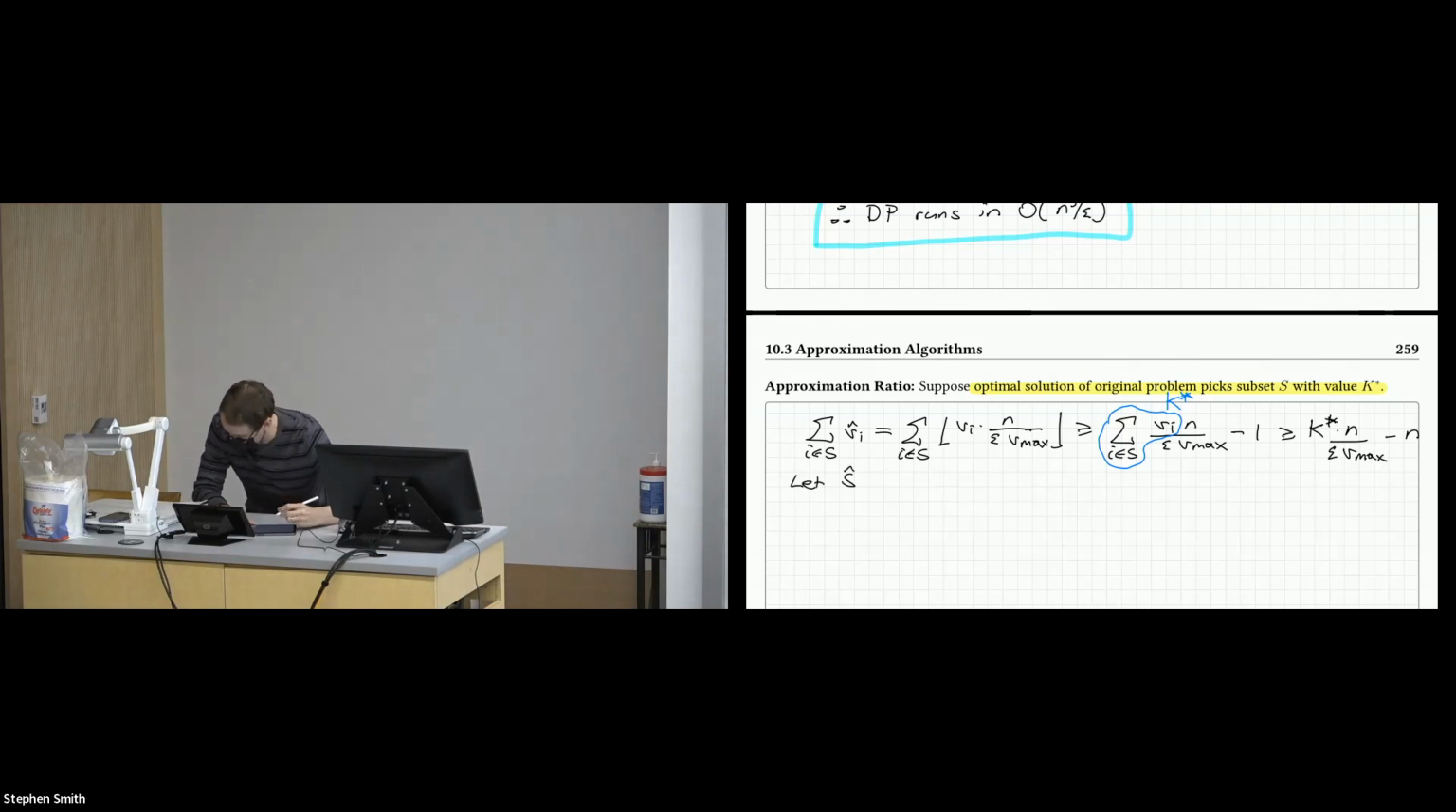Now let S hat be the items chosen in our optimal solution to the scaled problem.